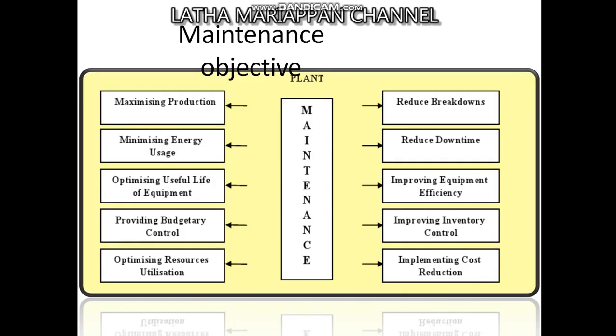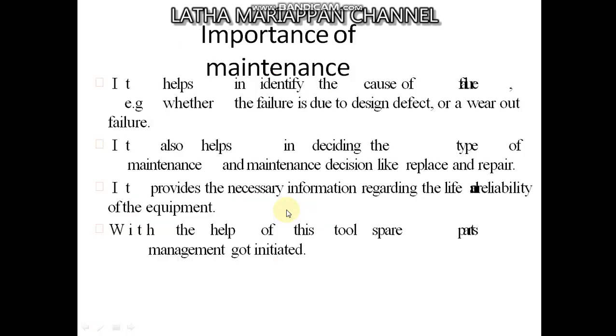So the main objectives of plant maintenance, as you can see on the left side, are maximizing production and minimizing energy usage, optimizing the useful life of equipment and providing budgetary control, and optimizing resource utilization. Here you can reduce breakdown, reduce downtime, improve equipment efficiency, improve inventory control, as well as implement cost reductions. So these are the major objectives of maintaining your plants and equipment.